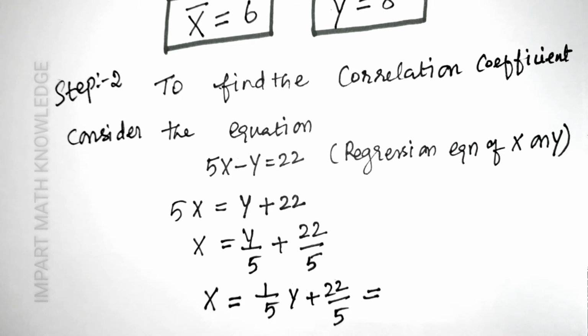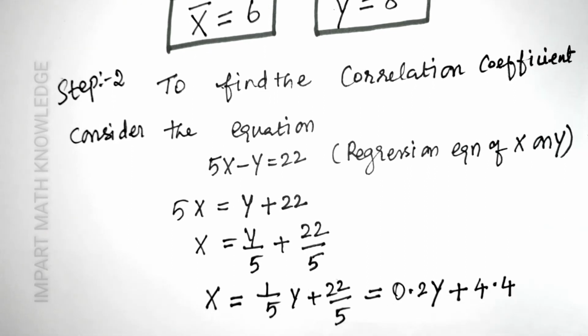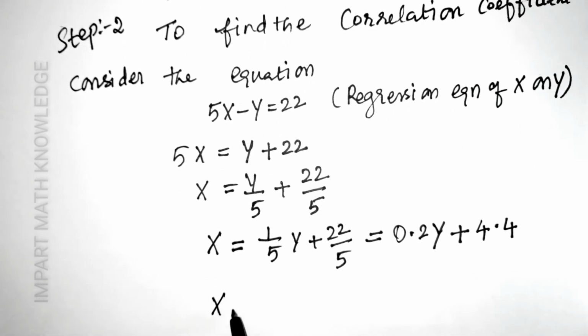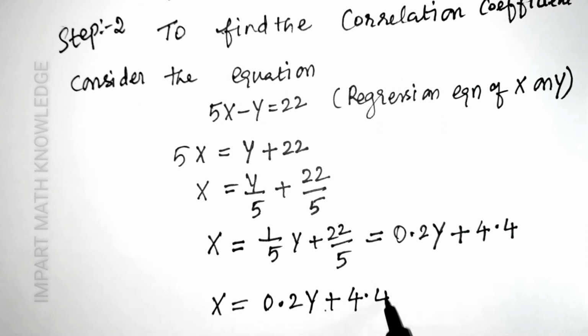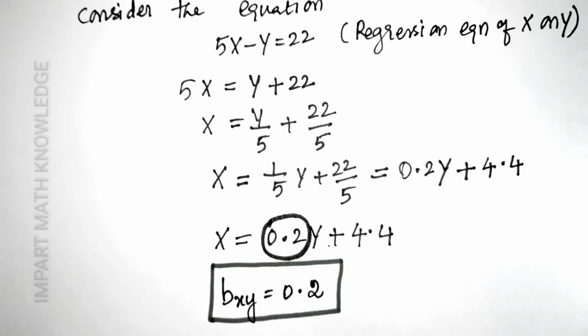For finding the correlation coefficient, we need the regression coefficients, which are obtained from the regression equations. Here x is equal to 1 by 5 y plus 22 by 5. 1 by 5 is nothing but 0.2, and 22 by 5 is 4.4. So x is equal to 0.2y plus 4.4. From this equation, the regression coefficient bxy is equal to 0.2.